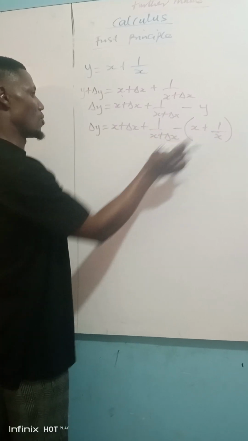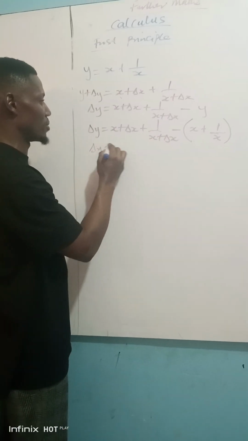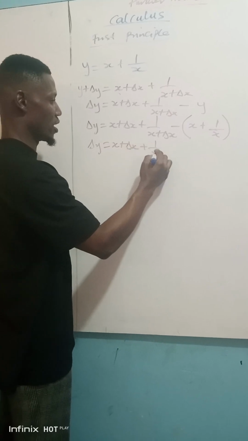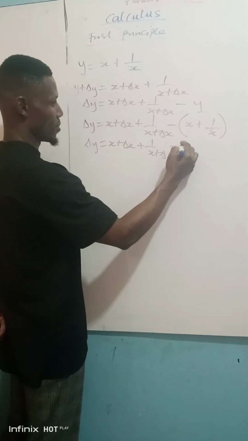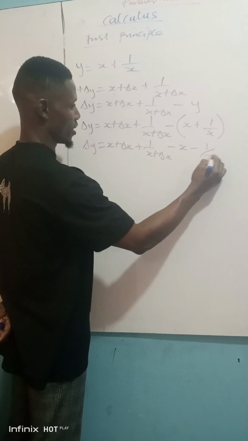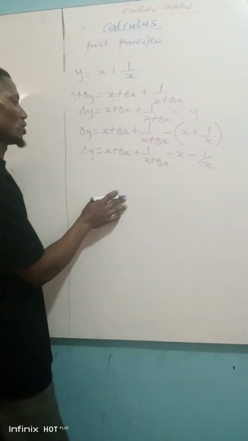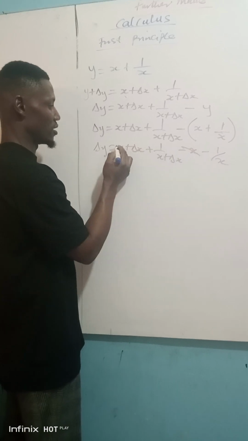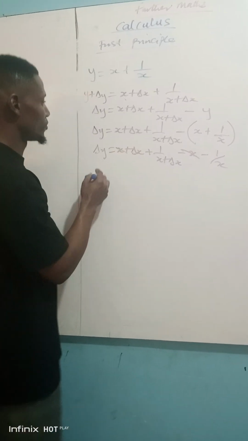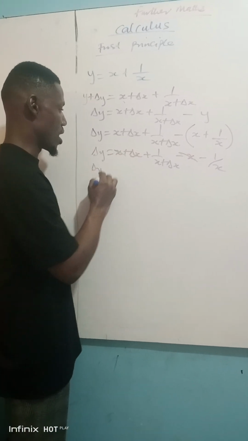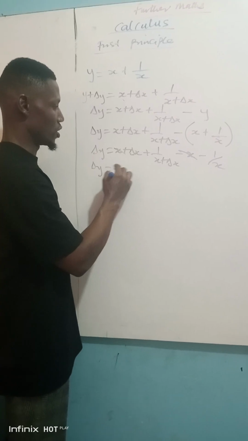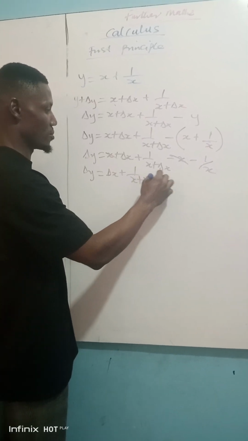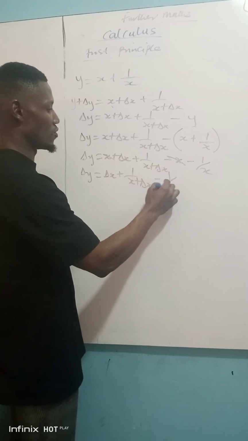So let's open the bracket. Our change in y will now be equal to x plus change in x plus 1 over x plus change in x, minus x minus 1 over x. At this point, positive x here cancels out with negative x. So this and this go. We now have change in y equals change in x plus 1 over x plus change in x, minus 1 over x.